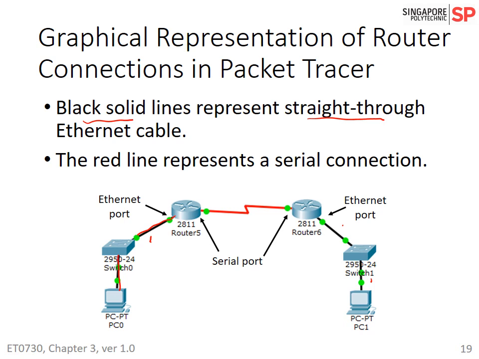For serial line, again remember serial lines are used for wide area network. So a serial line uses a red line and it looks like a thunder. So it looks like a thunder red line. This represents a serial connection.